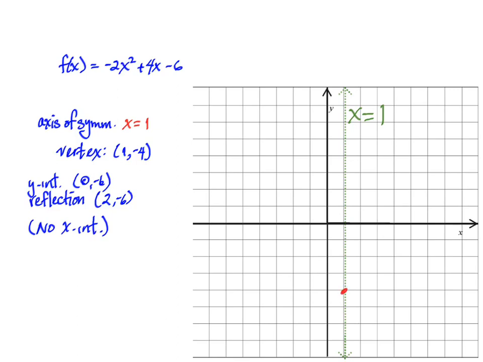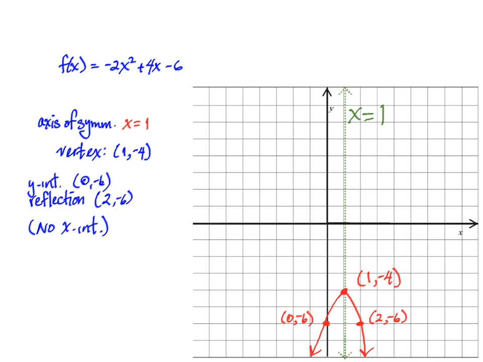And then our vertex is on that line. It's the point (1, -4). And the y-intercept is on the y-axis. It's (0, -6). Its reflection is (2, -6). And notice where that reflection is. It's on the other side of the axis of symmetry, and it's the same distance away from the axis of symmetry that the y-intercept is. They're both 1 unit away from the axis of symmetry. And now we can connect those dots with a nice smooth curve.